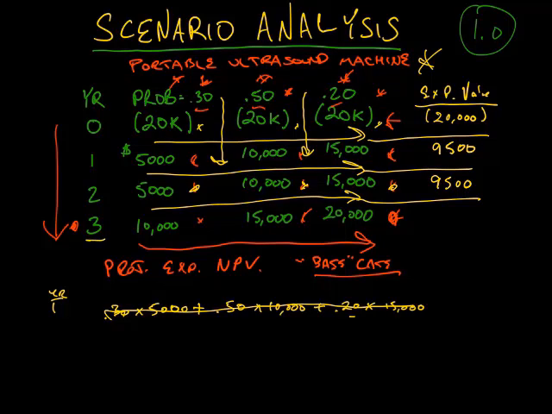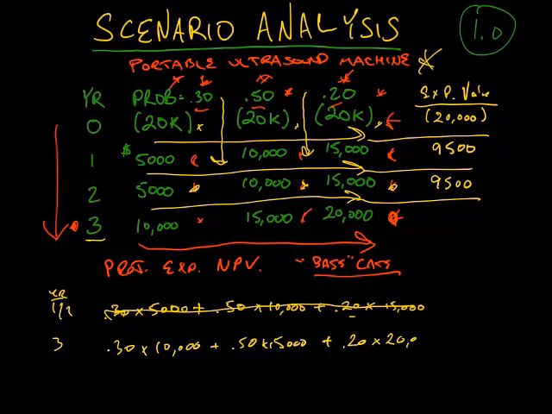I think you got the pattern. We're going to do year 3 now. So that was basically year 1, 2, year 3. Still got our same probability, but now we've got it multiplied times 10,000, plus 50% times, oh, we've gone up to 15,000, plus 0.2 times 20K, 20,000. Wow, that's a great deal right there.